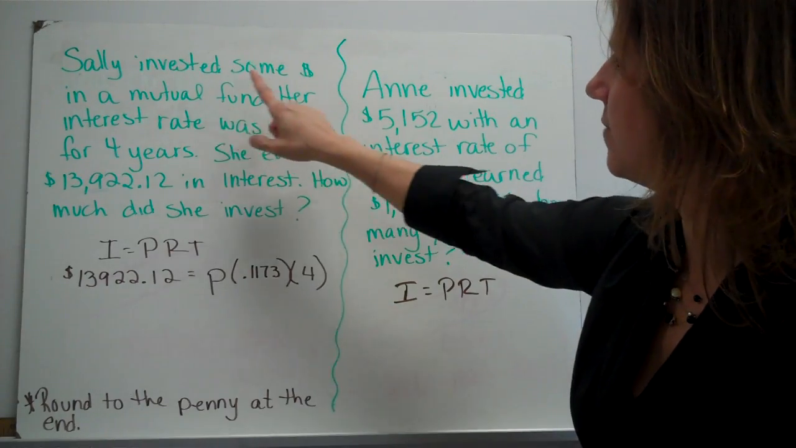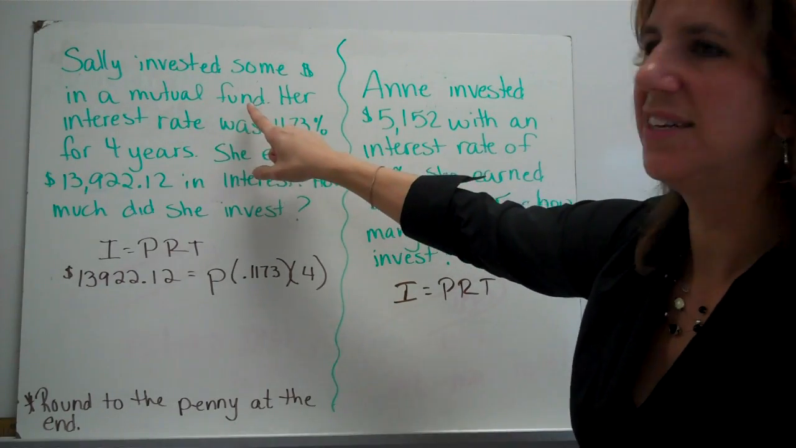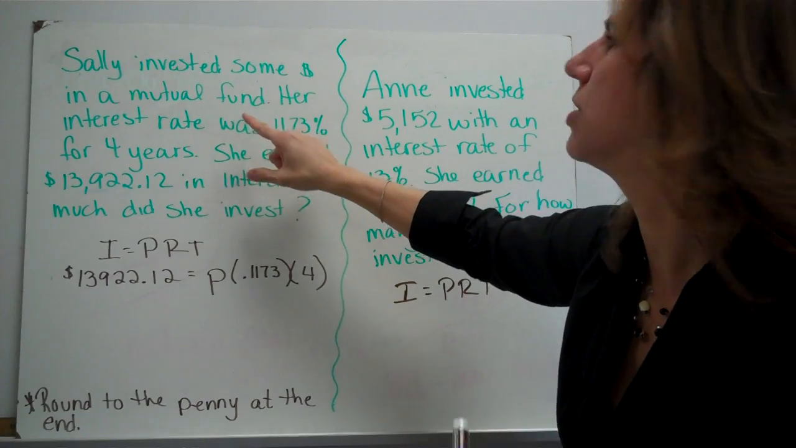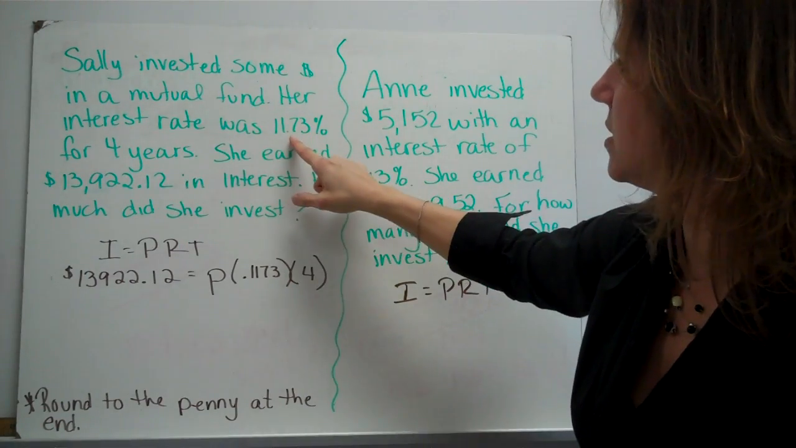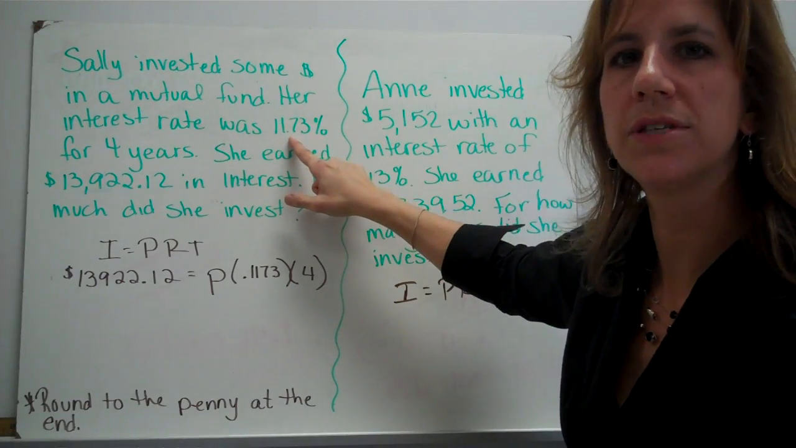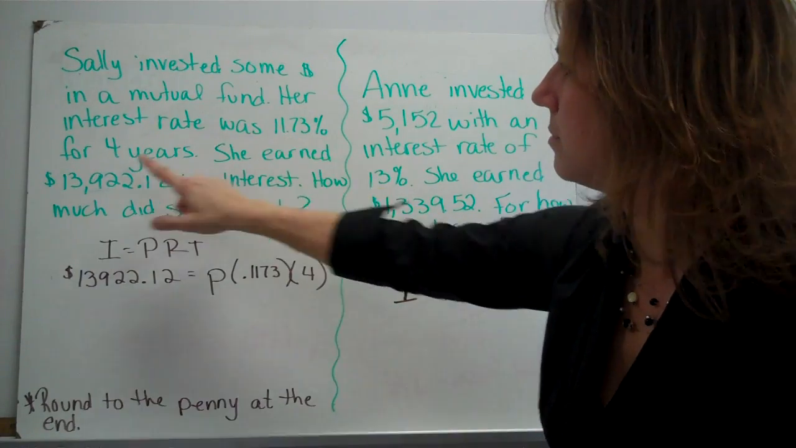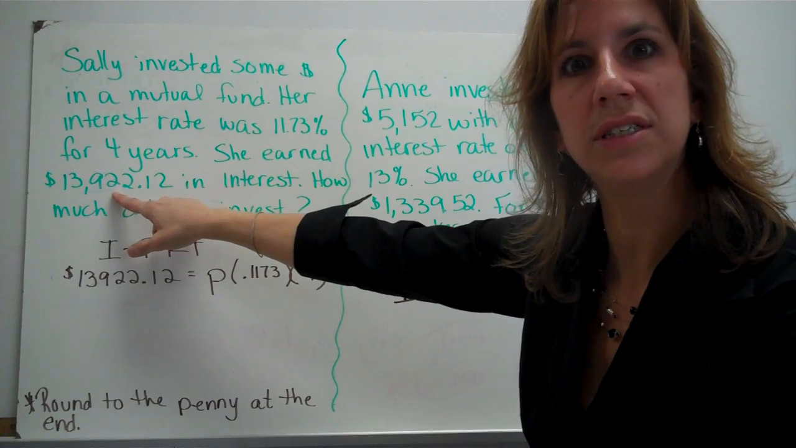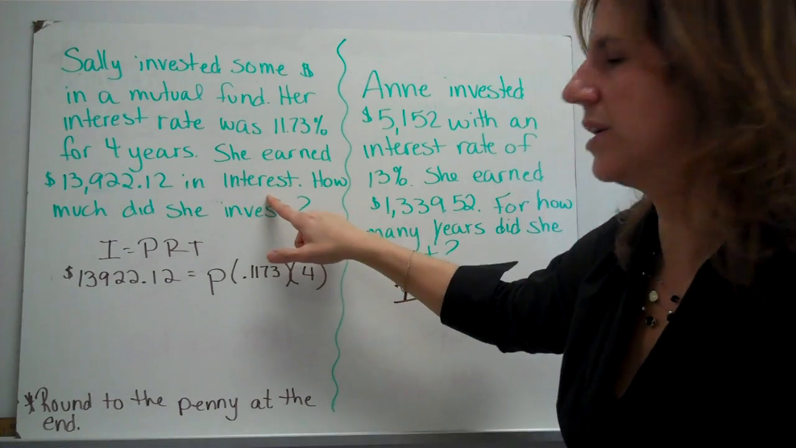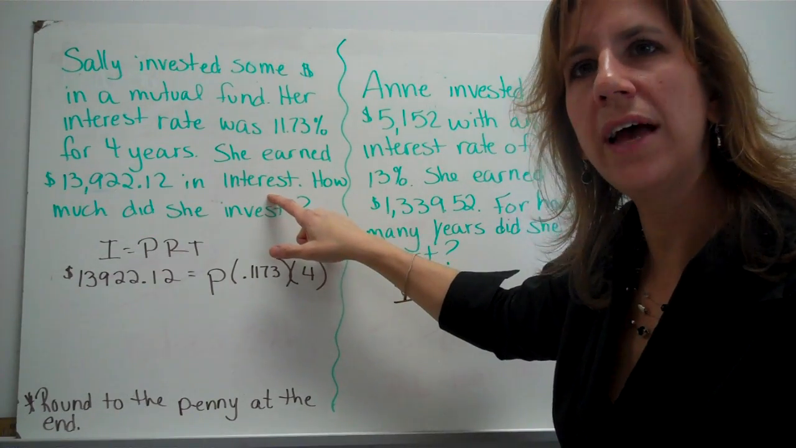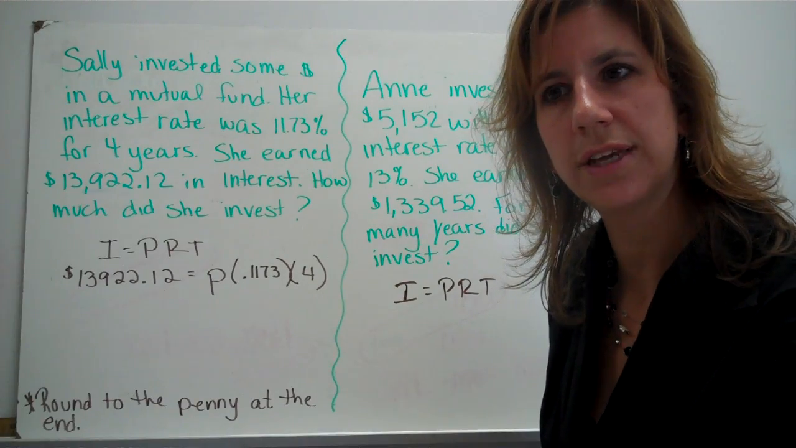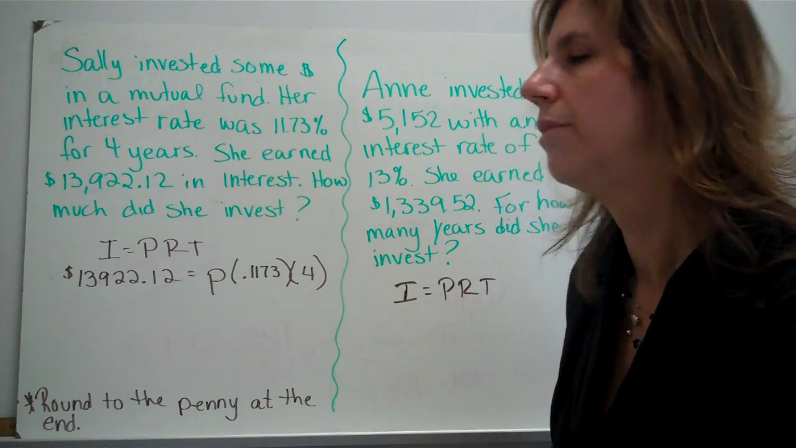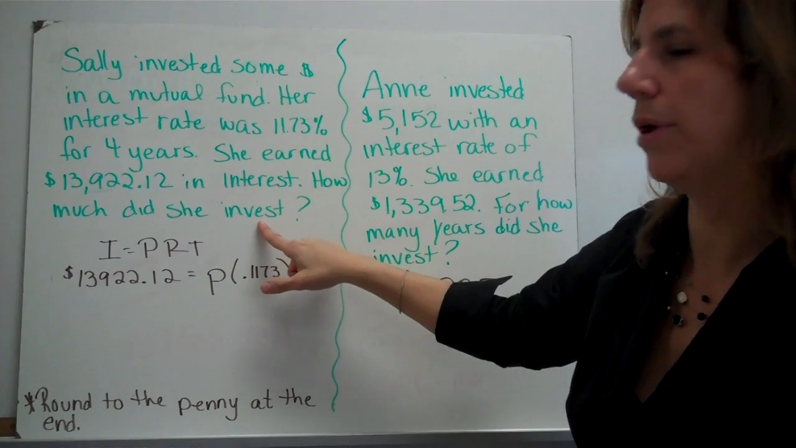All right, Sally invested some money in a mutual fund. It's a type of bank account, essentially. Her interest rate was 11.73% for 4 years. She earned $11,000 in interest. Wow, if that's what the bank gave her in interest, can you imagine what she started with? How much did she start with?